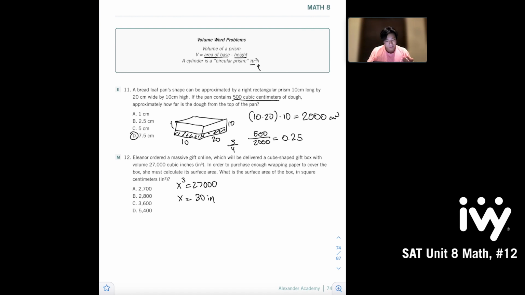And if we want the surface area for a cube, that's just 6 times each area, because there's 6 sides. The area of each side is going to be 30 inches times 30 inches. So we have the area of each side times the number of sides, and that's going to give us a total of 5,400 square inches, or answer choice D.